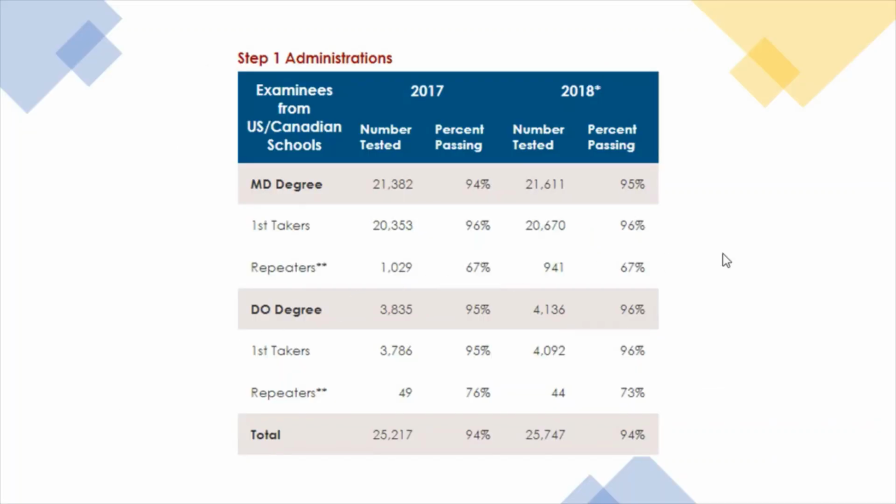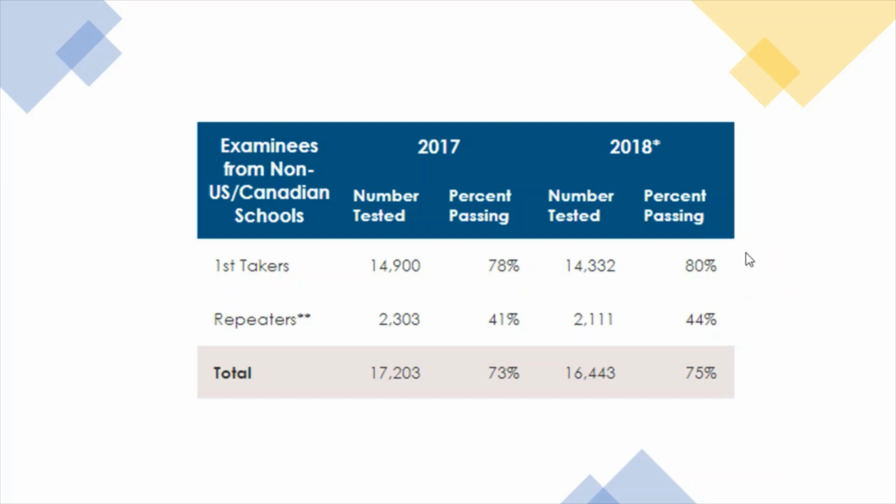This is information that I think is available on the USMLE site. Basically, it's showing the pass and fail rates of first-time takers and those that repeated the exam. So this is for exam takers from US or Canadian schools, and you can see that the first-time exam takers pass at about 96%. So 4 out of 100 fail the exam. That's pretty good. It's a little bit different when you look at international medical graduates. Our passing rate is 80%, so 1 in 5 fail the exam.